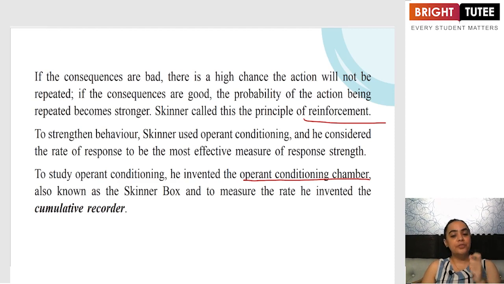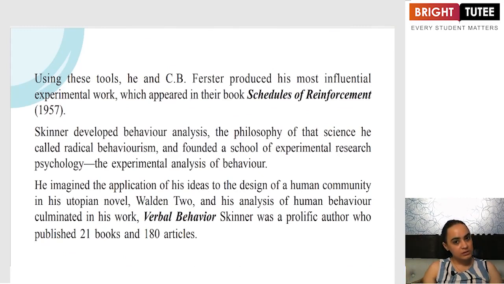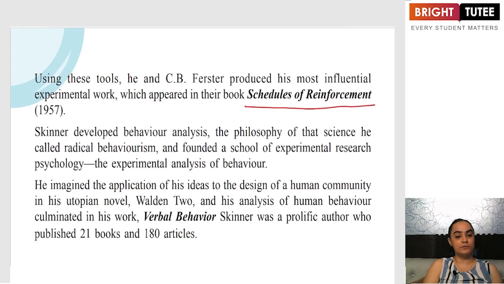operant conditioning with the help of an operant conditioning chamber, which was also known as the Skinner box, and to measure the rate, he invented the cumulative recorder. So he not only invented the Skinner box in order to authenticate his theory, but to measure the rate at which one is going to respond, he invented a cumulative recorder as well. Using these tools, he came up with his experiment, which was published in the book Schedules of Reinforcement in 1957.